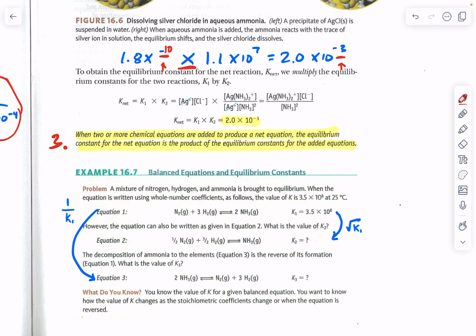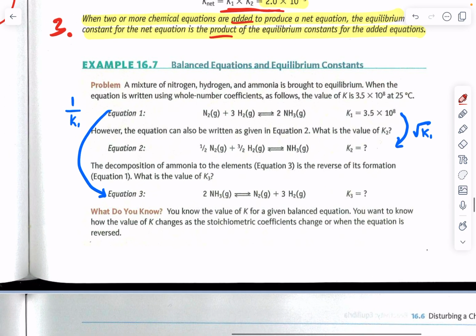And you multiply the two values of K together, as it says here. If I had three equations, I'd multiply three equilibrium constants together, and so forth. So our third conclusion here is that when two or more equations are added to produce a net equation, you might recall we used to do that with Hess's law, the equilibrium constant for the net equation is the product, meaning we multiply them together to get the net equilibrium constant value. And here you have a couple of examples.